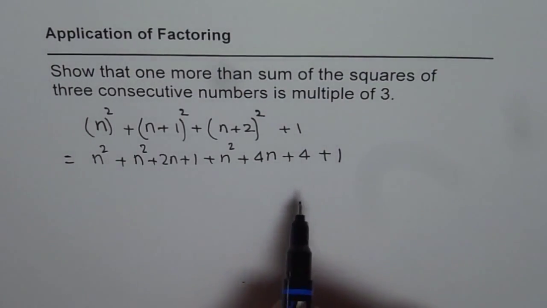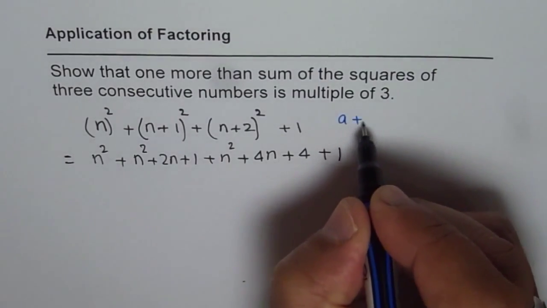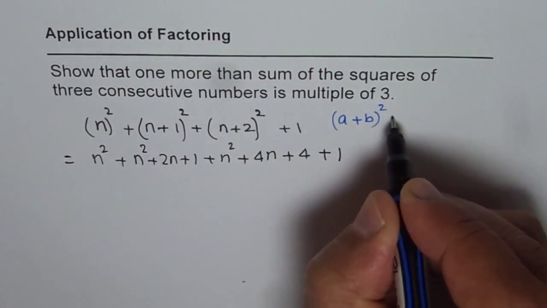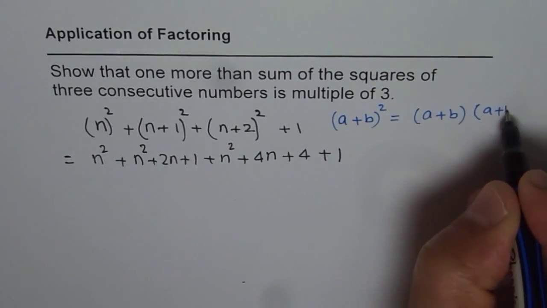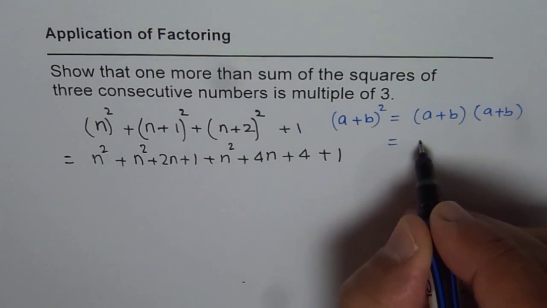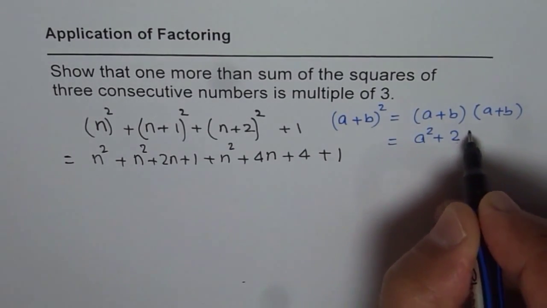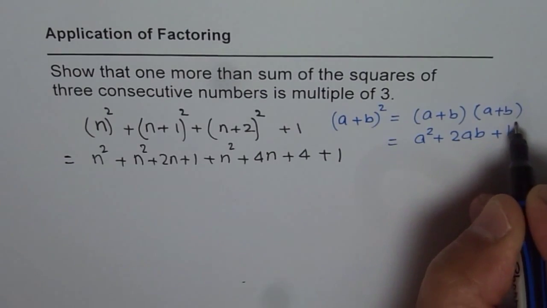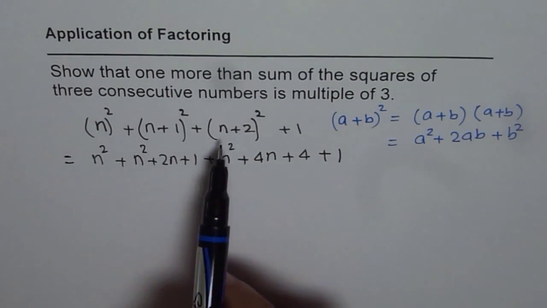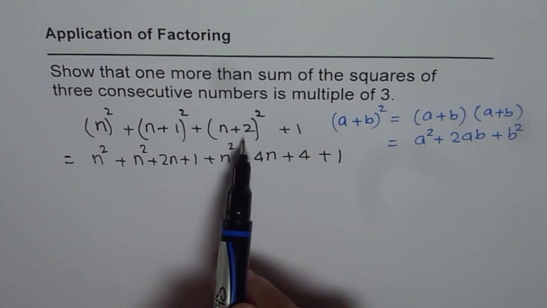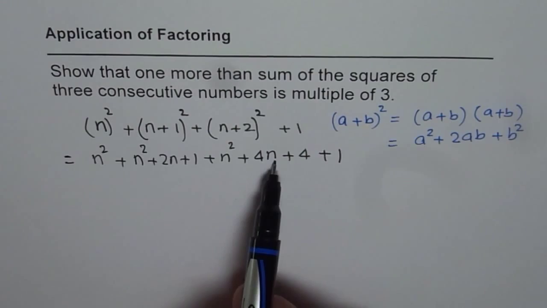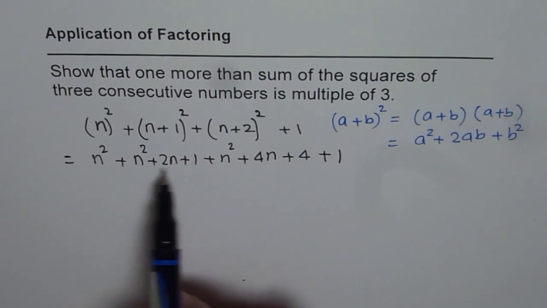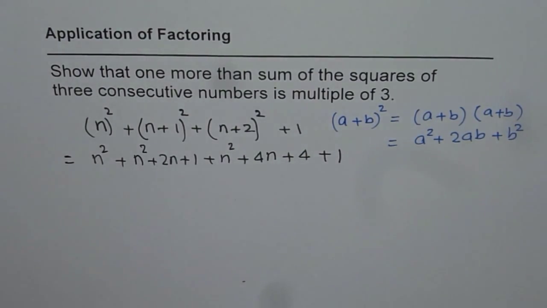So let me write down this formula here, which is a plus b whole square, which basically means you're multiplying a plus b with itself, right? When you do that, what you really get is a square plus 2ab plus b square, correct? So if I look at this, n plus 2 whole square is n square plus 2 times these two terms, 4n, plus 2 square is 4, plus 1.